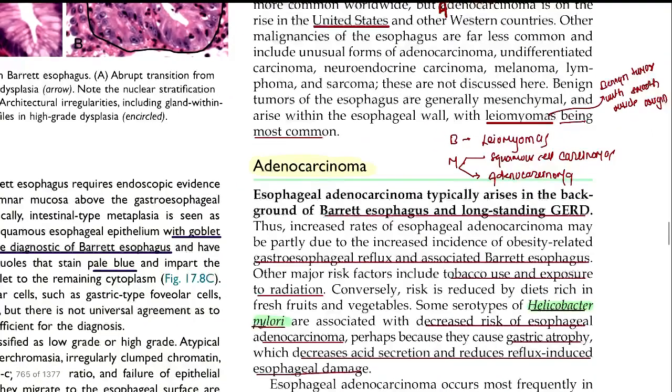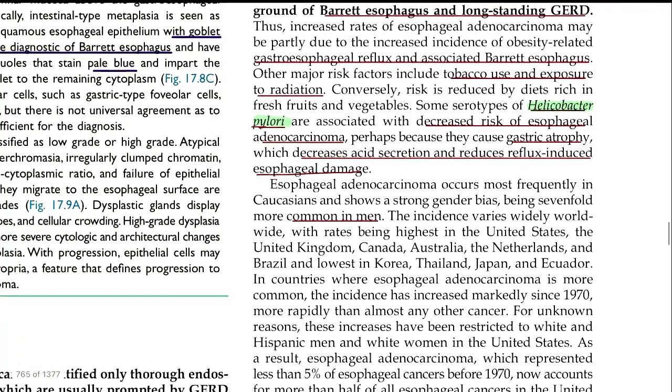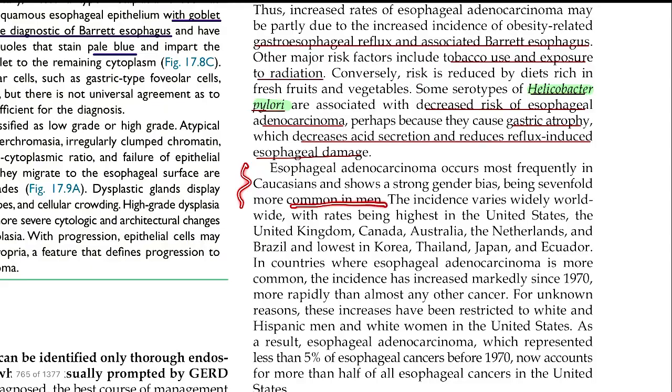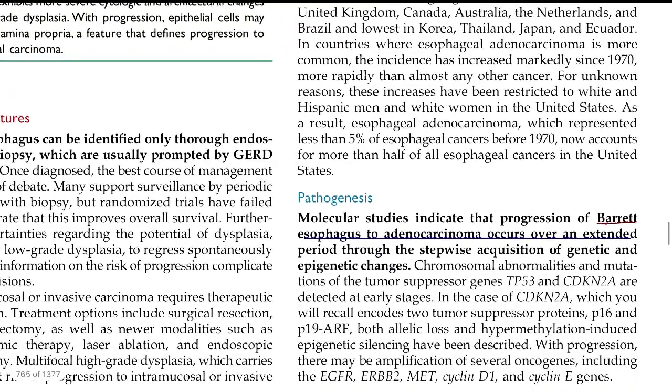In adenocarcinoma, we said the main cause is Barrett esophagus and long standing GERD. We talked about Helicobacter pylori, how it is preventing adenocarcinoma of our esophagus, but it is enhancing adenocarcinoma of the stomach. It is written here that adenocarcinoma is more common in men, and it talks about the countries where it is more and less prevalent. Talking about pathogenesis, Barrett esophagus will cause adenocarcinoma.